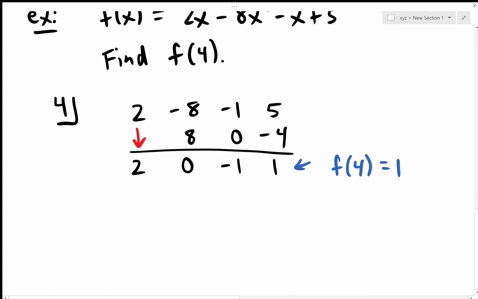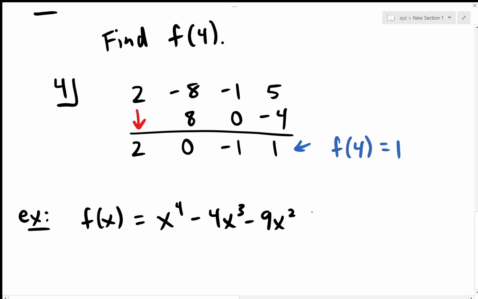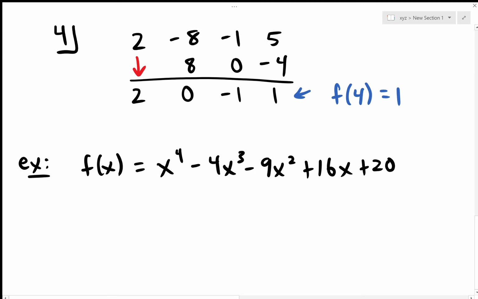Let's try just one more example like that. Let's consider the function f of x is equal to x to the 4th minus 4x to the 3rd minus 9x squared plus 16x plus 20. This time let's find f of 2.